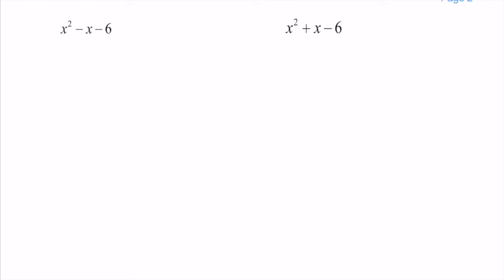So we want to factor this. Remember, our goal is to figure out what multiplies to make x squared. The only thing that can multiply to make 1x squared is just an x and an x. So I know this is going to break into x and x. And that's the same for this problem over here.